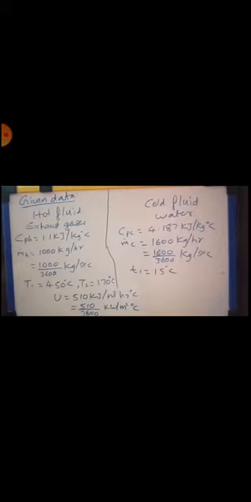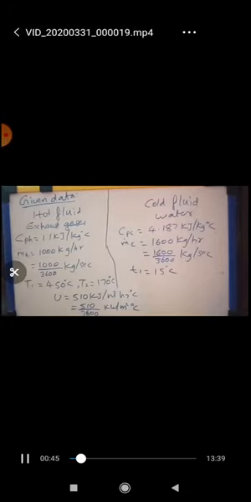Then the cold fluid, here water is the cold fluid. Its CPC, that is the specific heat of the cold fluid, is given as 4.187 kilojoule per kilogram degree centigrade, and the mass flow rate of the cold fluid is given as 1600 kilogram per hour. You have to convert it into kilogram per second by dividing by 3600. Then small t1, the inlet temperature of the cold fluid, is given as 15 degrees centigrade.